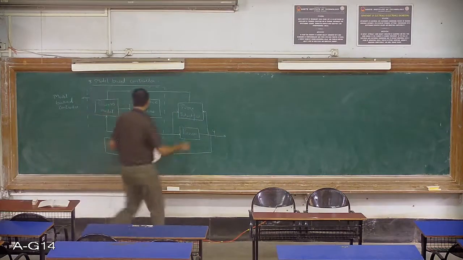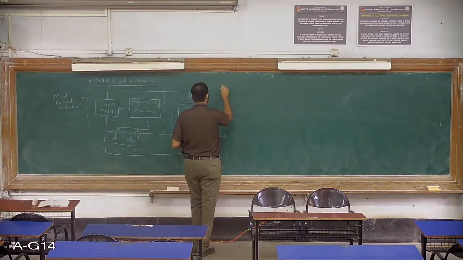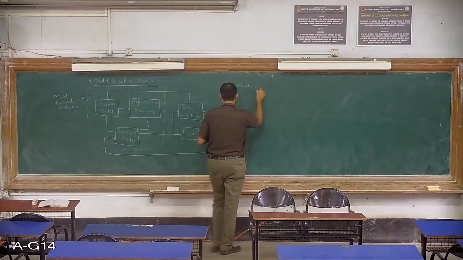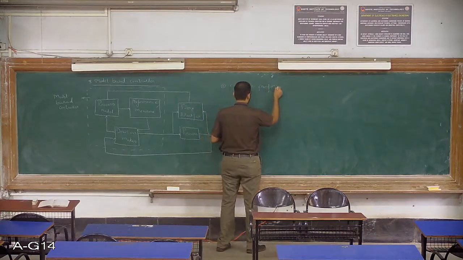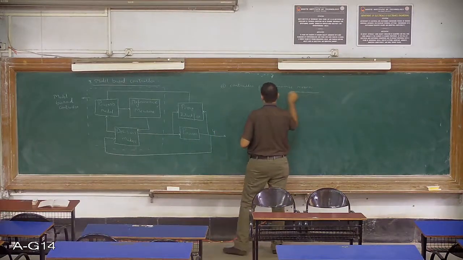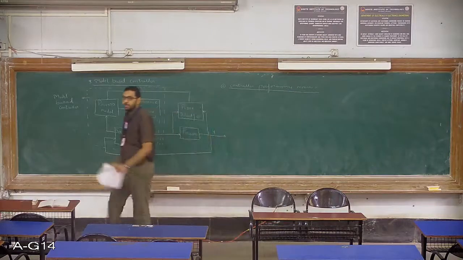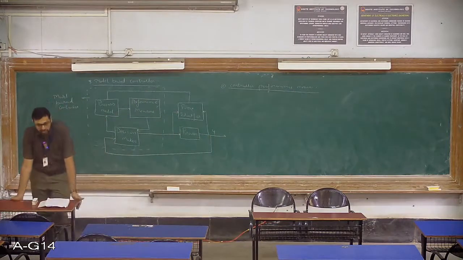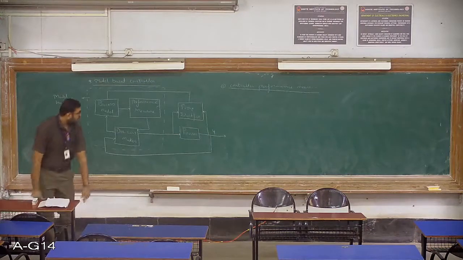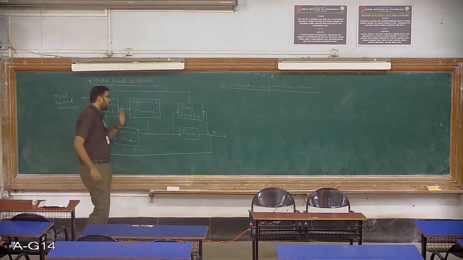Okay, so next we'll just see the second block, that is nothing but the controller performance measure. As the name says, what exactly is it going to do? It will check the performance of the system. It will measure the performance of the system. But how exactly is it going to do that? Here it consists of a group of fuzzy sets. This performance measure block has a group of fuzzy sets.